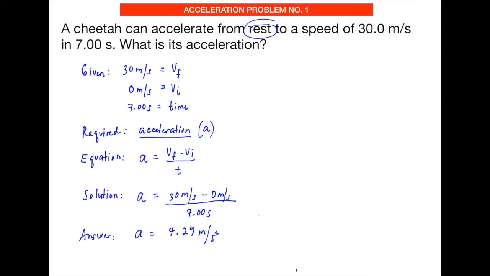Let us check its significant digits. So we have 3 significant figures, 3 significant figures, so we don't have a problem. So this is the final answer. Now, what does it mean? That the cheetah can speed up by 4.29 meter per second per second.